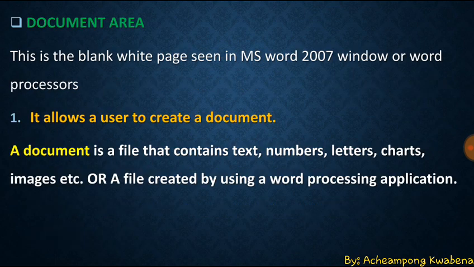Now the next one is the document area or the working area. As the name appears, we have the working area, meaning that's the side or the part where the typing is done. So the document area is just a blank white page seen in the MS Word 2007 window or any word processor. Its main function is to allow the user to create a document by typing.